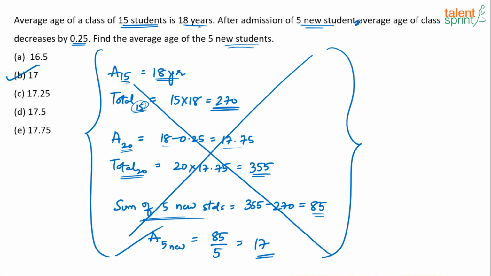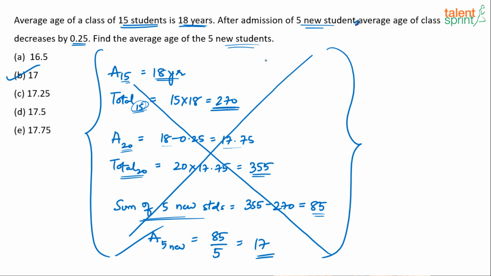Average of 15 students is 18 years. There were 5 new students who joined this group. Now, if all these 5 students had come with 18 years of age, I wouldn't have any problem. The average will remain 18 only.